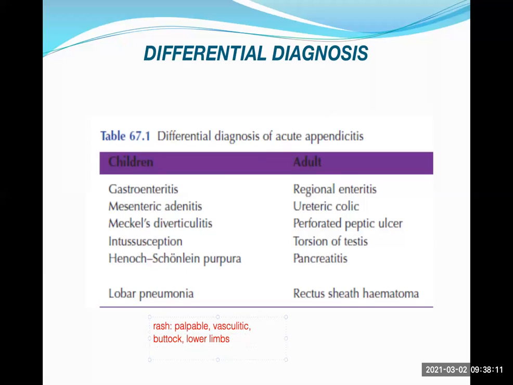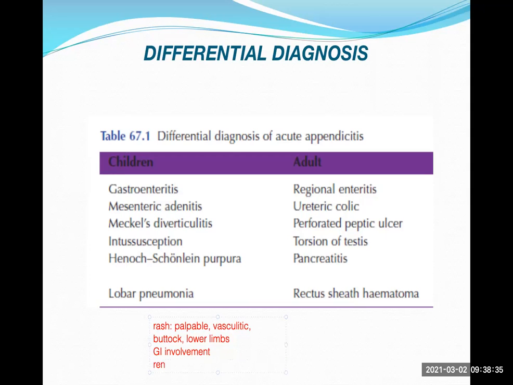The second is GI involvement. There may be blood in the stool. Sometimes the child may present as intussusception also. So blood in the stool, abdominal pain, and intussusception are the common features of GI involvement.